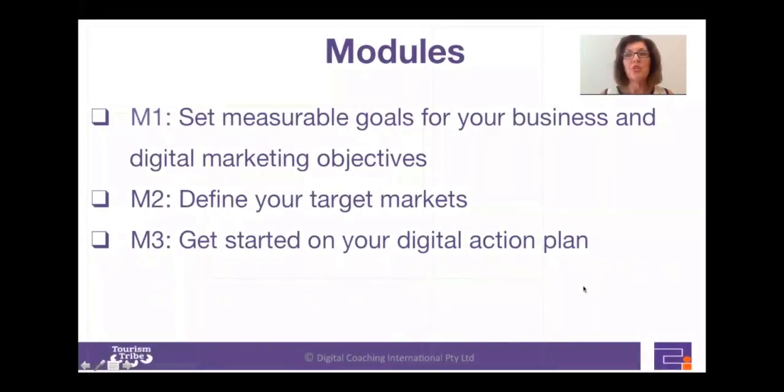Welcome everybody to the second webinar in the Mackay Tourism series of digital marketing webinars. In this session, we are focused on planning. This session is called Planning for Growth, and the modules that we're going to cover are about these things. They're about setting measurable goals for your business and digital marketing objectives. Module 2 is defining your target markets, and Module 3 is how to get started on your digital action plan.